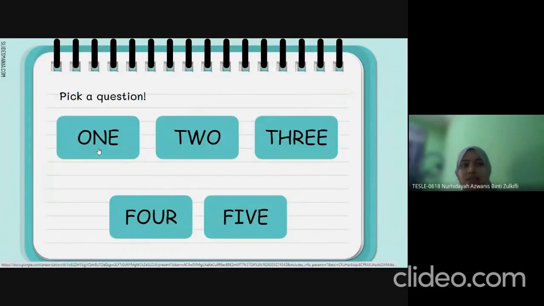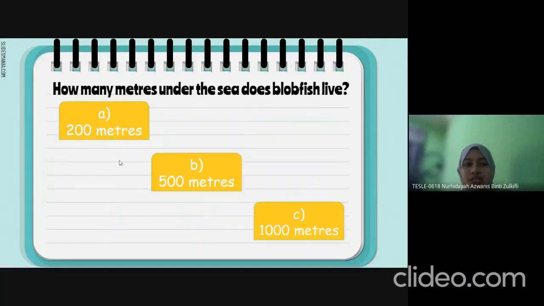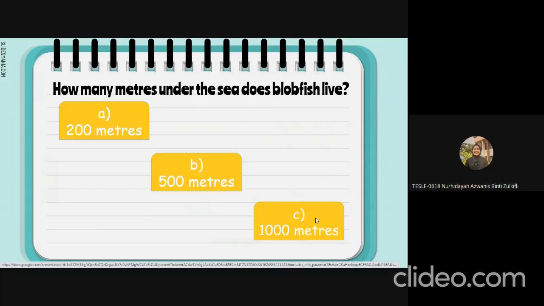So as you can see in the slides, there are 5 questions and pupils can randomly pick a question. This is the comprehension question. So let's say we pick one. How many meters under the sea does the blobfish live? If the students focus during the presentation stage, where the video has already stated at what meters the blobfish live.